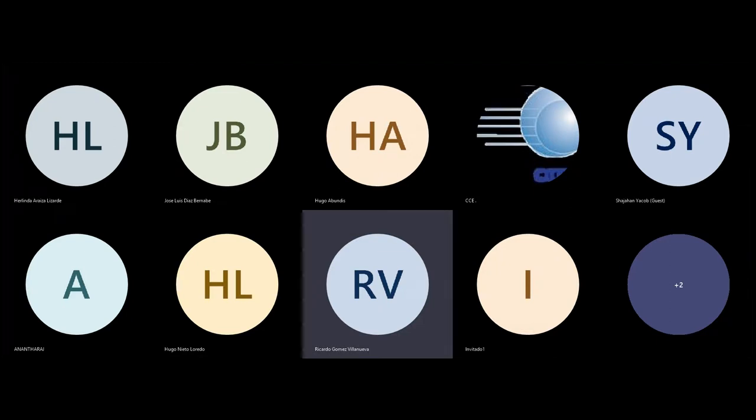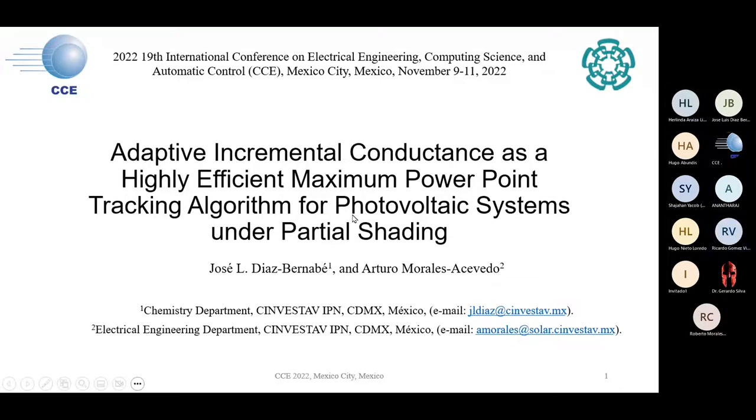Now we move on to Adaptive Incremental Conductance as a Highly Efficient Maximum Power Point Tracking Algorithm for Photovoltaic Systems under Partial Shading. The authors are José Díaz-Bernabé and Arturo Morales-Acevedo. José, are you there? Yes, I'm here. Hello. If you're ready, you can start. Yes, I can start. I don't know if you can see my presentation. Can you confirm, please? Yes, we can see your presentation.